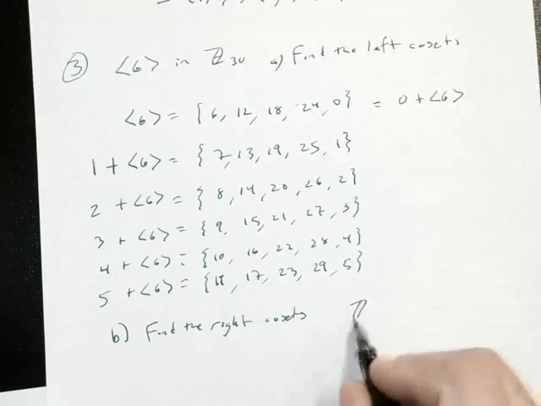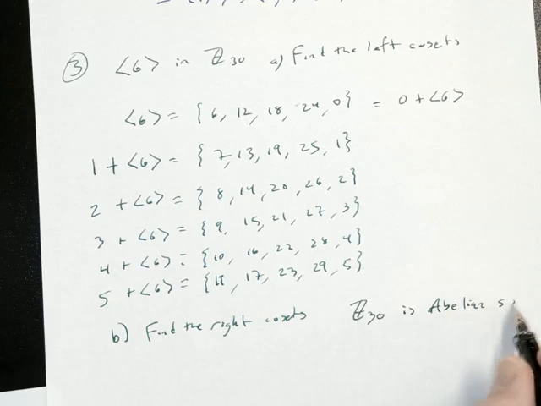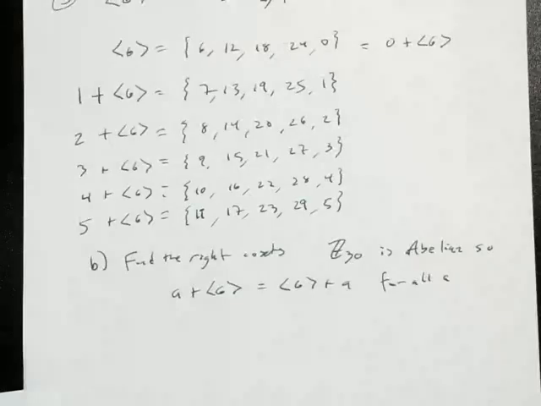Except say Z30 is abelian, so A plus 6 equals 6 plus A for all A. Which means this is a normal subgroup, if I want to use that terminology. Normal means the left cosets and the right cosets are equal. In any abelian group, every subgroup is normal. I'm done.